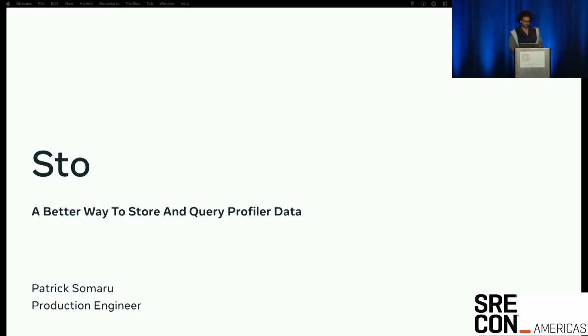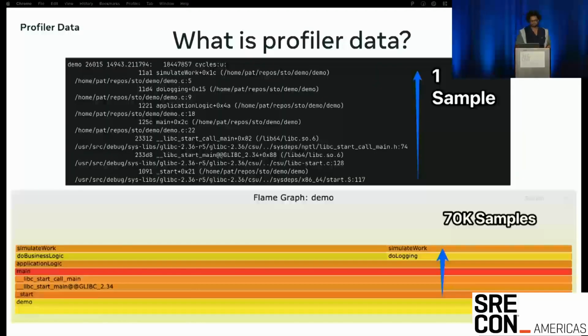Let's dive into it. What is profiler data? Profiler data, often generated by tools like perf, libbpf, or YourKit, is observational data on software and systems. This data consists of snapshots of what is being run on a system. Engineers use this information to understand how systems are performing.